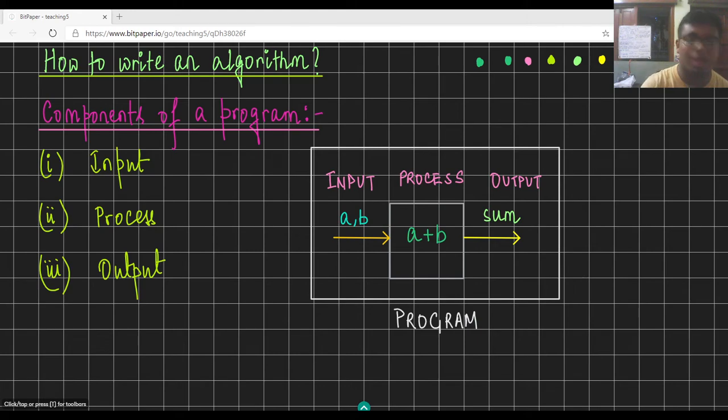To demonstrate this, I've drawn a small figure. So, we feed our inputs. Let's say in this particular example, I'm demonstrating addition of two numbers. So to our program, we feed in two numbers, A and B. Then under processing, we add them. And then finally, the output is our sum. And this entire thing constitutes our program. Therefore, whenever you're writing an algorithm, you have to address these three components of a program.